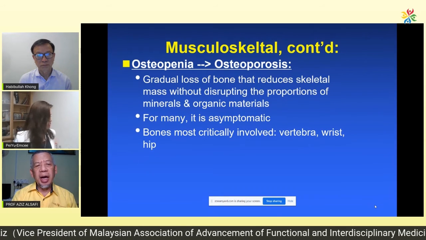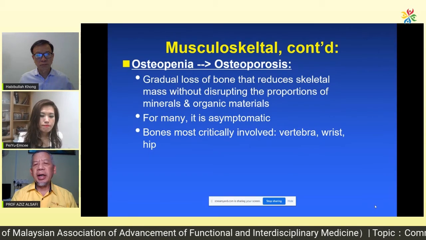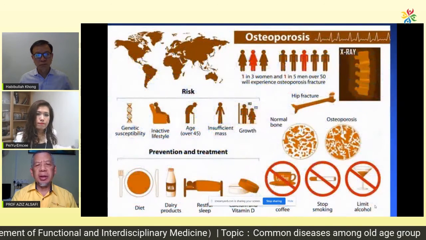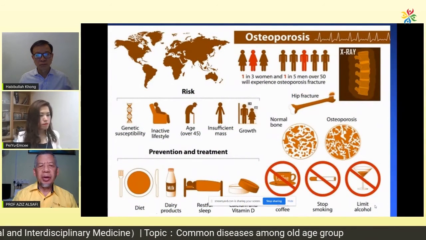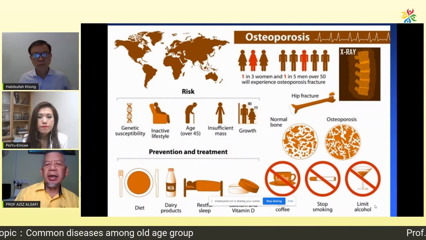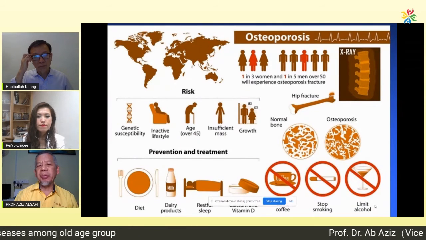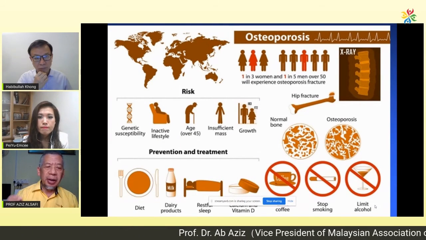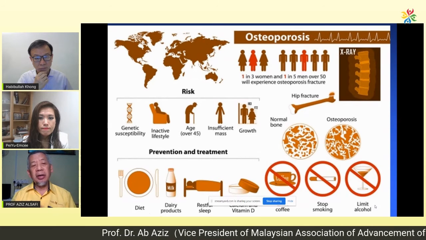Osteopenia is due to the gradual loss of bone that reduces skeletal mass without disrupting the proportion of mineral. Like this one, osteoporosis occurs in 1 in 3 women and 1 in 5 men over 50. You see, it can be because of genetics, meaning that it runs in the family.